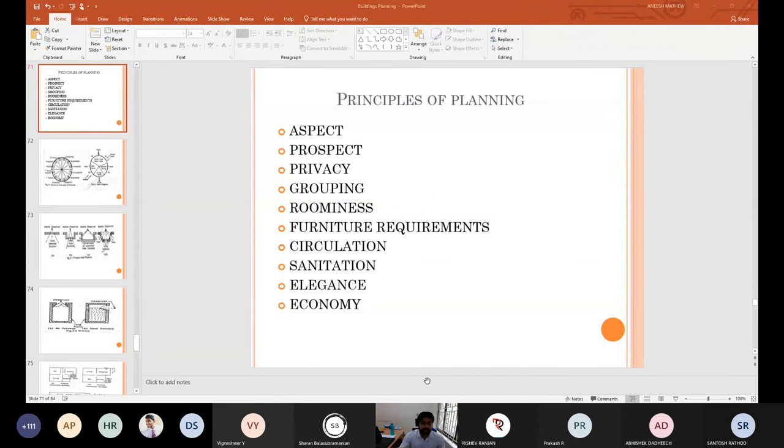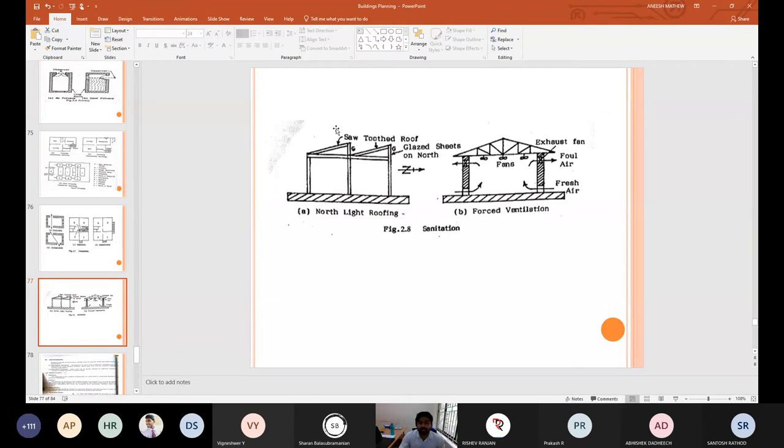Then industrial lighting is also there. In industry, normally we use a sawtooth roof. In that figure you can see here, in industry we use north light roofing. North light roofing means, here you can see, they provide glazing. This is the glazed sheet. So what happens is the north light will hit here and diffuse inside that particular factory building. So this is one lighting system for industry. Saw-toothed roof: this portion is glazed, the diffused light will enter and maximize the lighting inside that building.